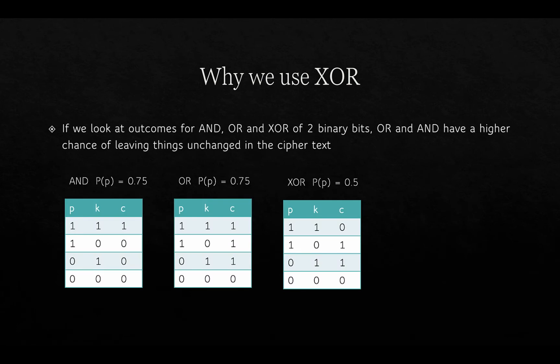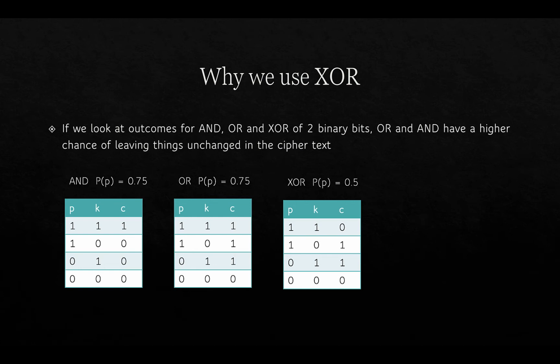If we look at the truth tables of AND, OR, and XOR, what we can see is that if we look at the inputs of the plain text and then compare it to the outputs in the ciphertext with this particular key that we have here, with the AND and OR operations, we get a probability of 0.75, or a 75% chance, that the output will be exactly the same as the input. With an XOR, however, that drops to a 50% chance that the output will be the equivalent of the input.